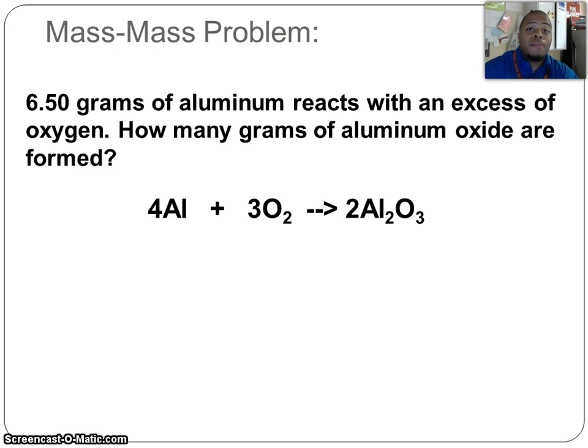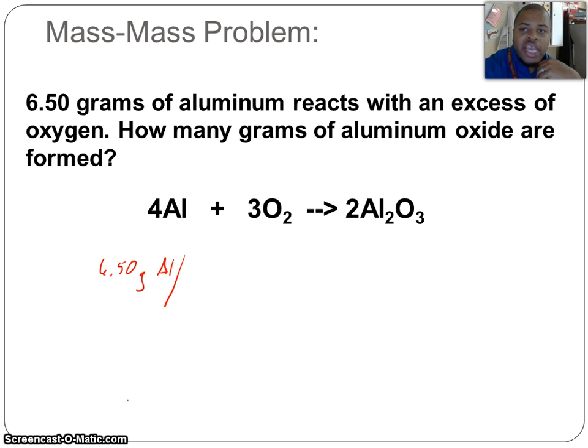This is one where we're going from mass to mass. You're given, just like before, 6.50 grams of aluminum is going to react with an excess of oxygen. When it says excess of oxygen, it just means you don't have to worry about how much oxygen is there. And the question is, how many grams of aluminum oxide are going to be formed?